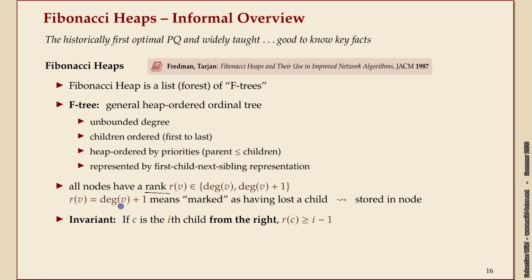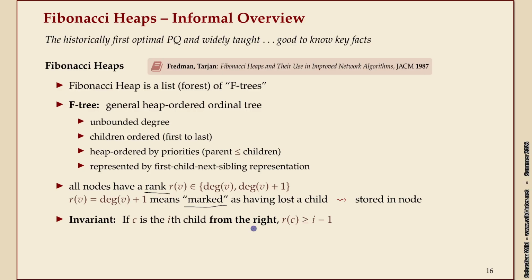And if the rank of a node is one more than its number of children, that means it has lost a child at some point. Poor guy. And so we call such a node marked. And this is stored in the nodes, so it's remembered whether or not the node is marked.